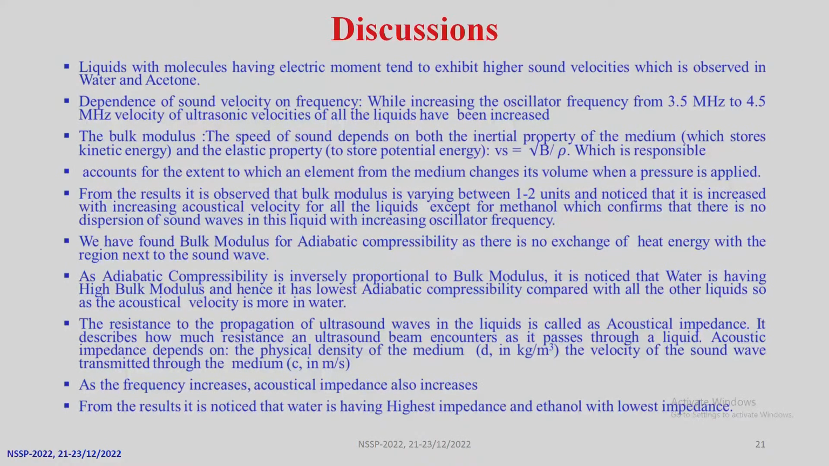And we can see that as velocity is higher, adiabatic compressibility is lower. Since bulk modulus and adiabatic compressibility are inversely proportional, and bulk modulus and velocity are directly proportional, we can see that in less compressible liquids, velocity is higher, and in highly compressible liquids, velocity is lower.